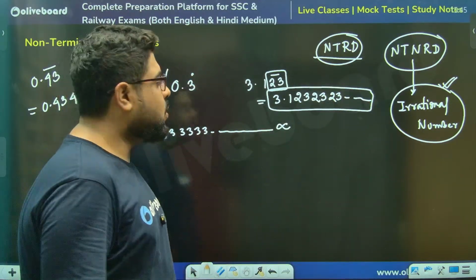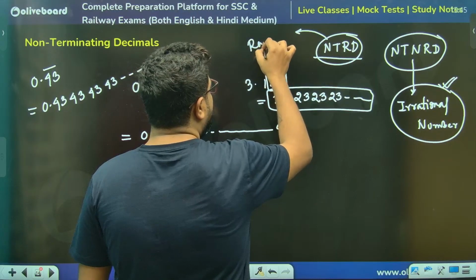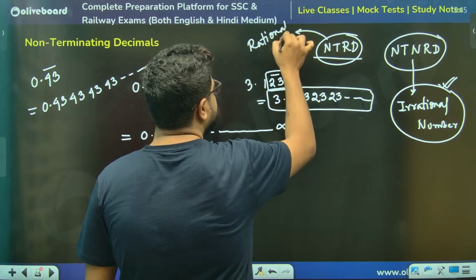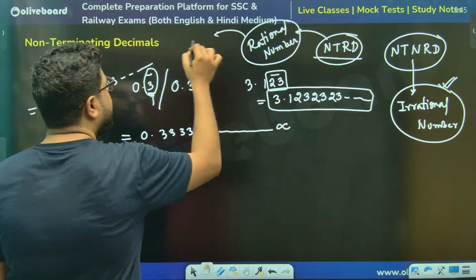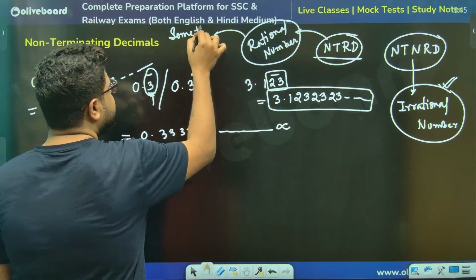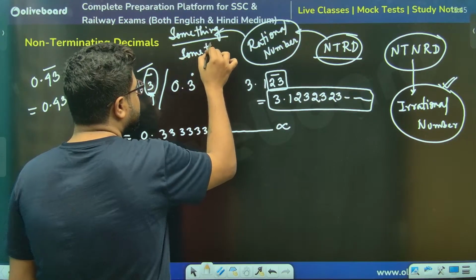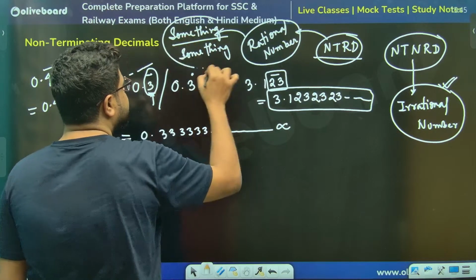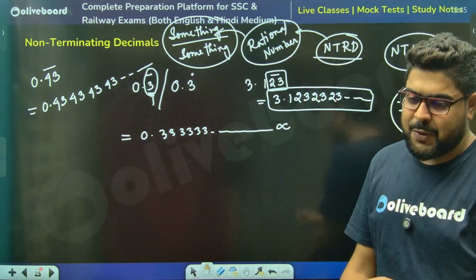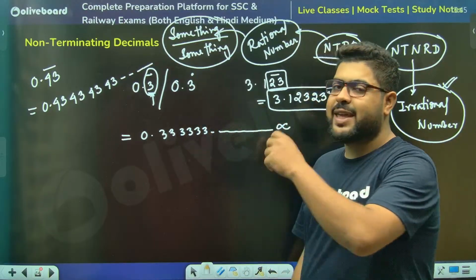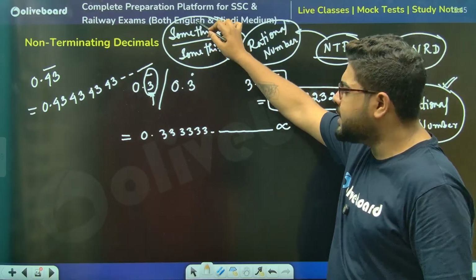Now, let me say this. All of these non-terminating repeating decimals are rational numbers. What is a rational number? A rational number means it can be written in the form of something divided by something, and that something is not zero. In the bookish form, P by Q, where P and Q both are integers and Q is not equal to 0. But understand it like this: some integer by some integer.